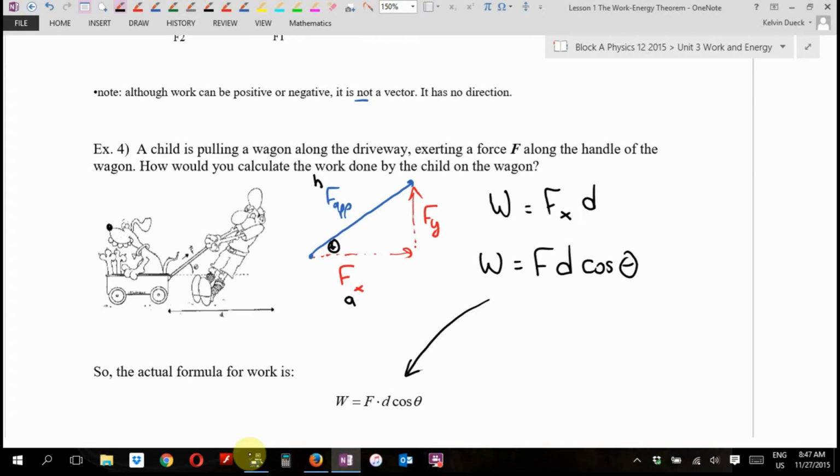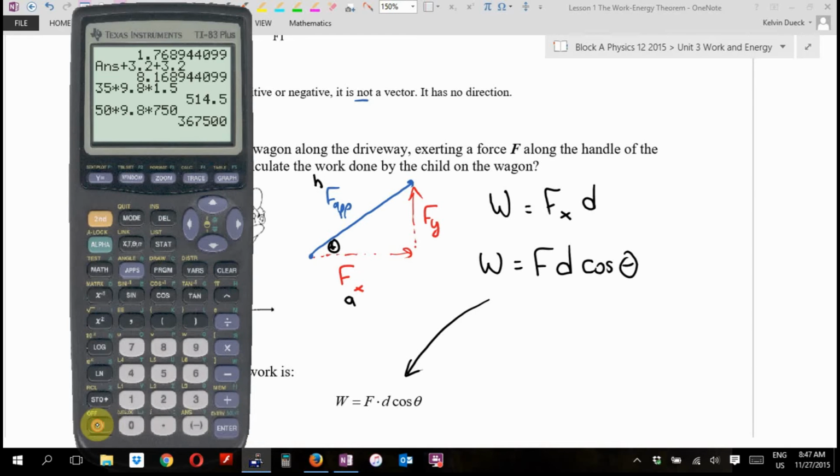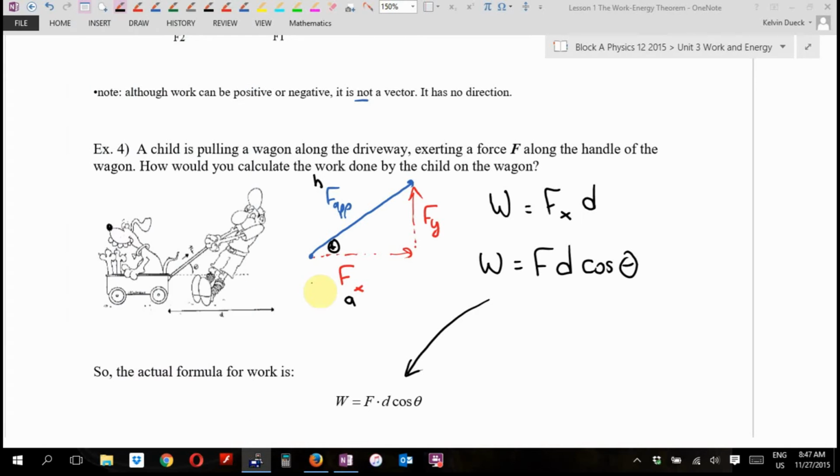Got your calculators out for a second. What if there was no angle? What if I was pulling in a straight line? What would theta be? 0 degrees. Can you find the cosine of 0? Are you saying that when it's 0 degrees, this is just a 1 and your equation becomes Physics 11, force times distance? That's kind of cool.